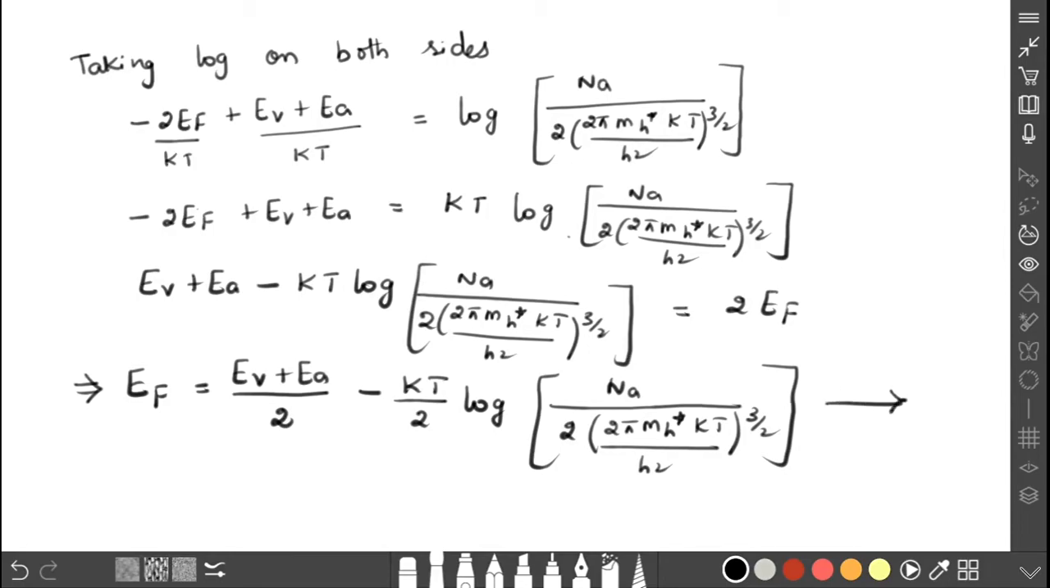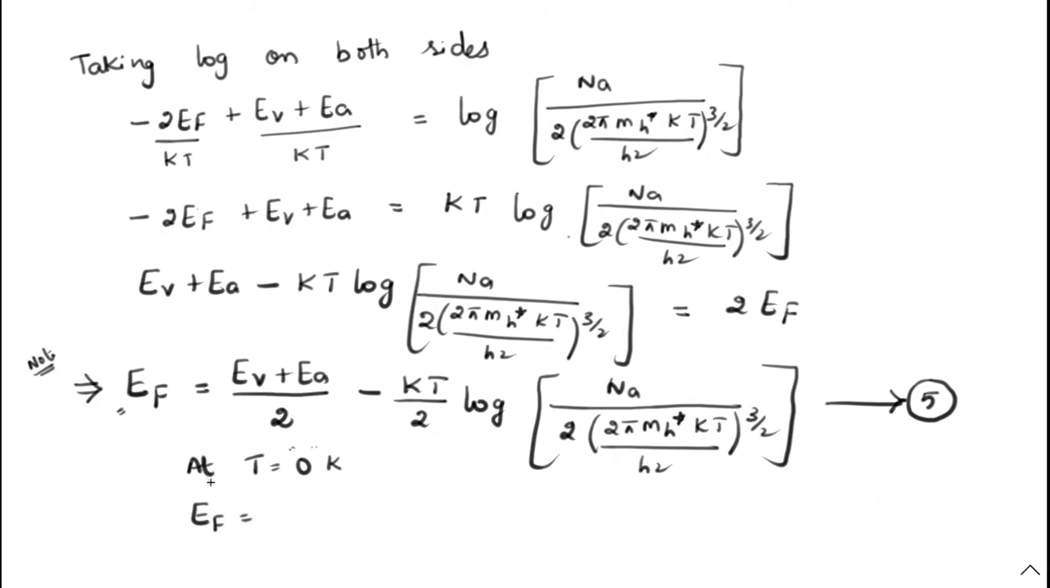To find the carrier concentration, we need this value, EF value. So make a note on this. Okay, this information is very important to find the carrier concentration in p-type semiconductor. The next step is ours, that is at T is equal to 0 Kelvin. So what will happen? The second term totally becomes 0. So that we will get EF is equal to EV plus EA divided by 2.